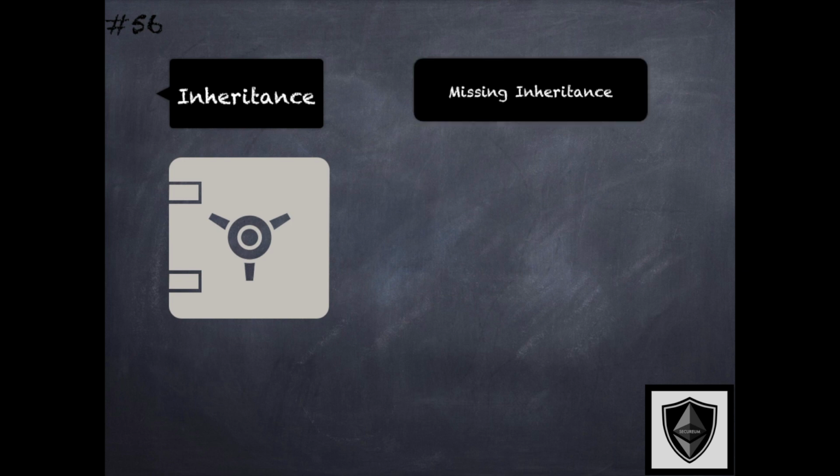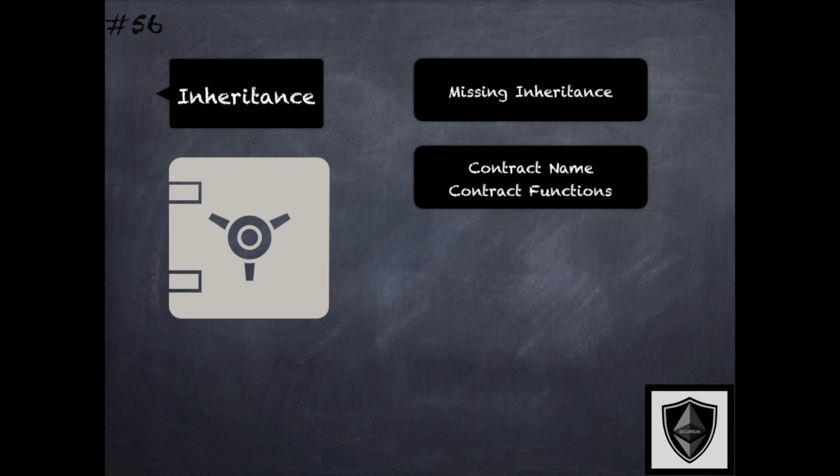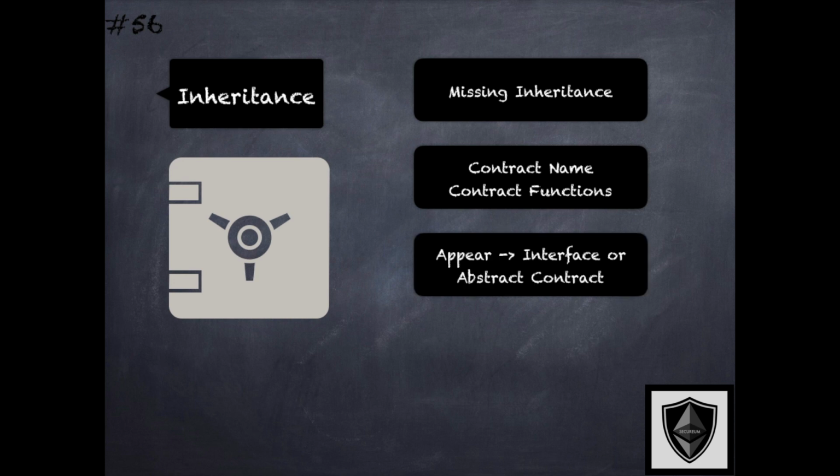Another security pitfall related to inheritance is that of missing inheritance, where a particular contract within an application might appear to inherit from another interface in that project or another abstract contract without actually doing so. And it might appear so because of the contract name that is similar to the abstract contract or the interface name, or also because of the functions that are defined within this contract, their names, the parameter types, and so on. And this appearance might give the notion that it is inheriting without actually inheriting.